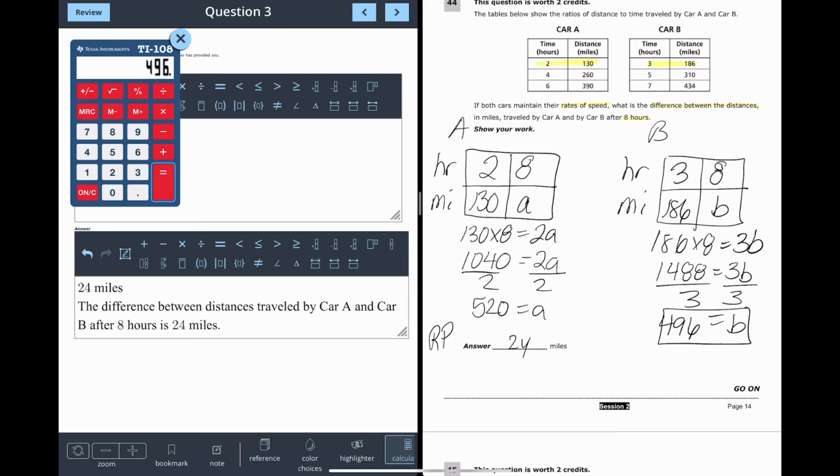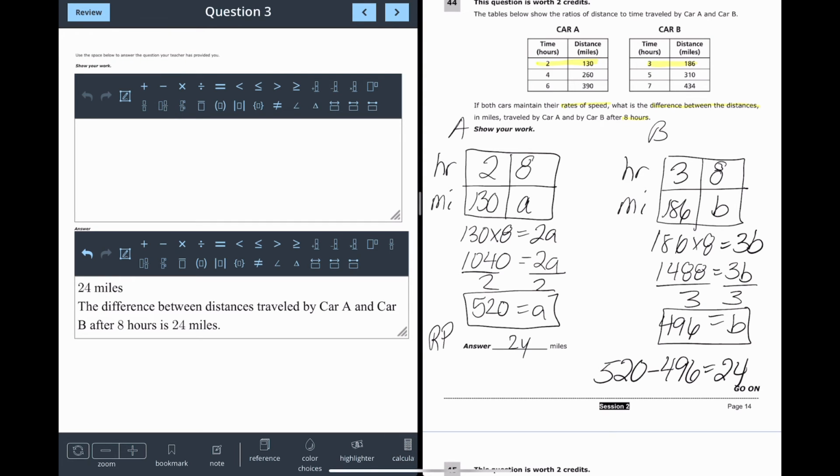So we have our distances. So now I have to do 520 minus 496, and that gives me 24. And that's it. That's how I got my 24. So you can hit pause, jot this down, make sure you have that in your work.